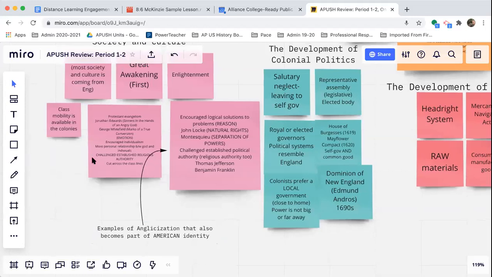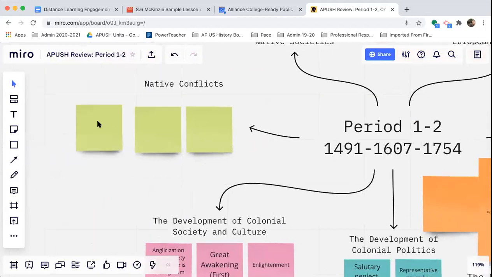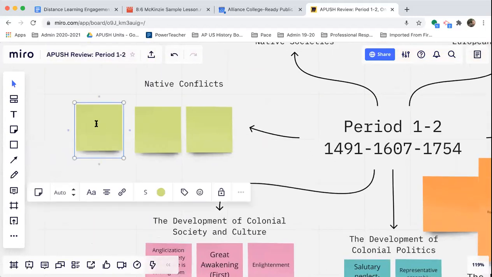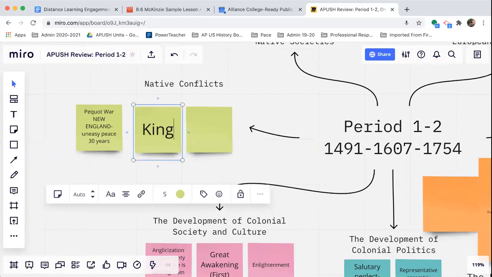All right, the last couple things to know, native conflicts. I'll just fill these in for you real quick. We got the Pequot War. That's in New England, and it leads to an uneasy peace for about 30 years. It's followed by King Philip's War, which is the last example of native resistance in New England, which is very, very sad to say. By the 1670s, the natives aren't even in a position to have formal resistance to the colonies anymore.